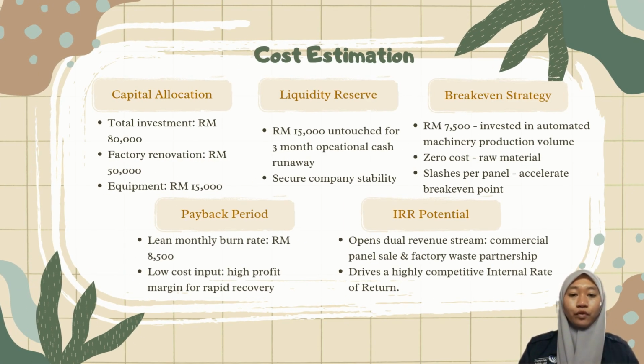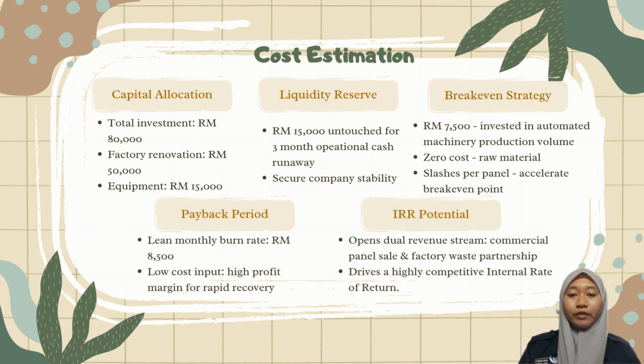Now, let's look at financial analysis and economic strategy. Our project starts with an initial investment of 8,000 ringgit Malaysia. We are dividing this money very carefully, into three stages. First, 5,000 ringgit Malaysia goes to purchasing and renovating our factory lot. Next, 15,000 ringgit goes to our initial equipment and molding tools.